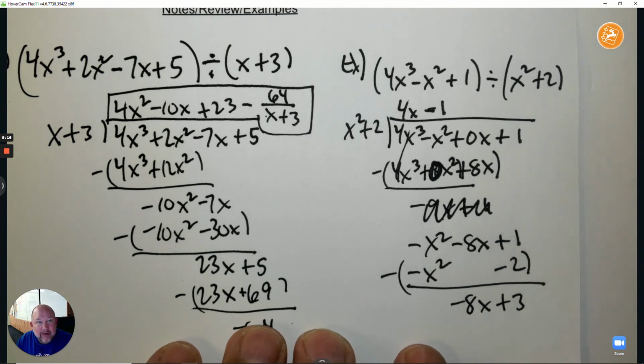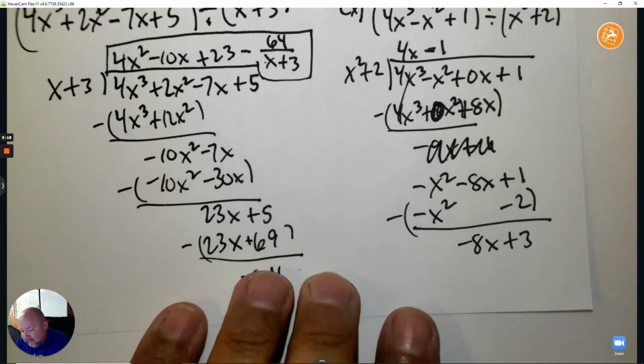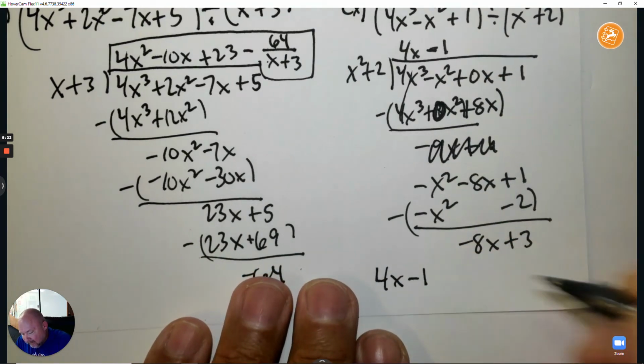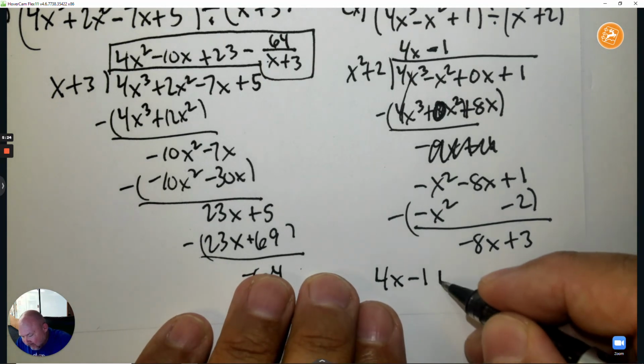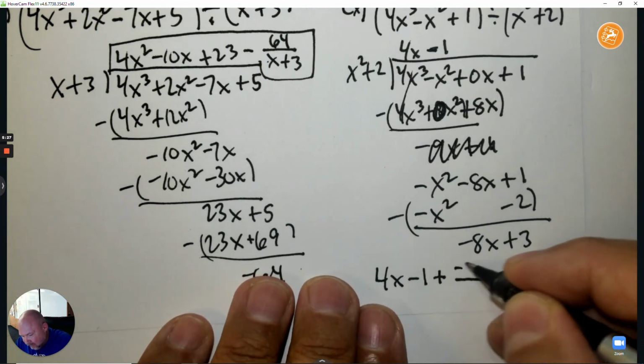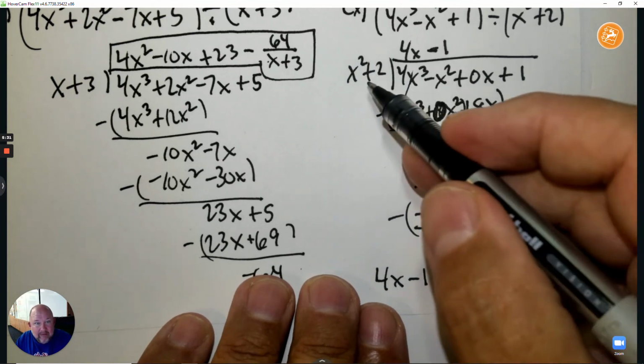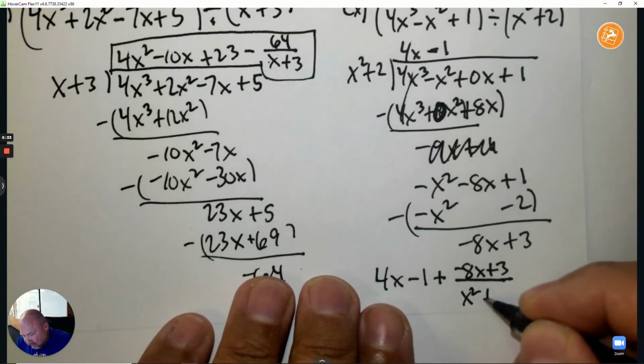And then again, we're going to write this as a fraction. So if I finalize the answer from up here, it would be 4x subtract 1. And then I would still add and have a fraction, and it would be negative 8x plus 3. That's the numerator. And then the denominator is x squared plus 2.